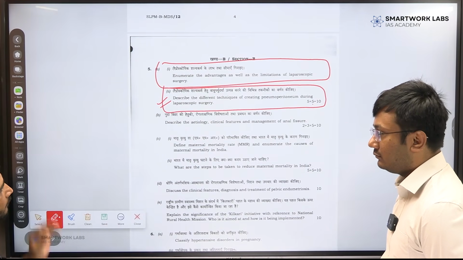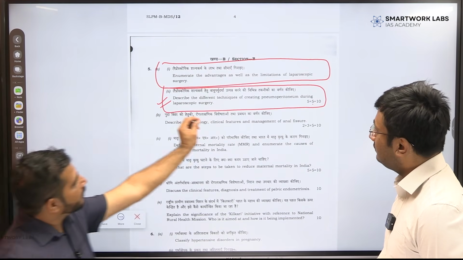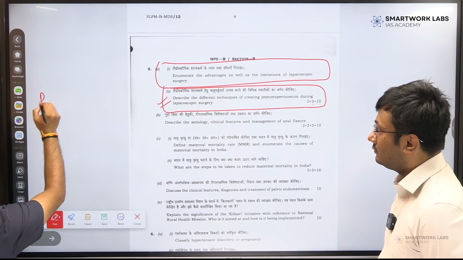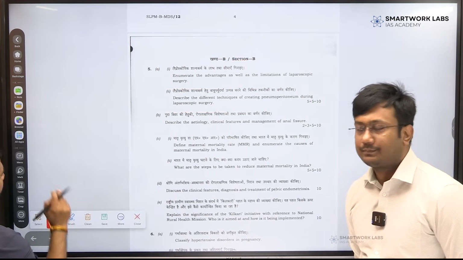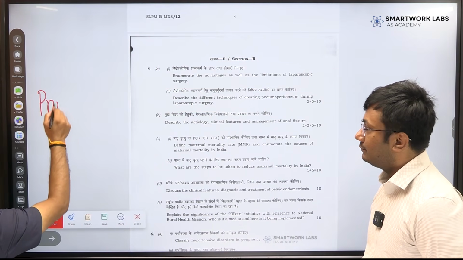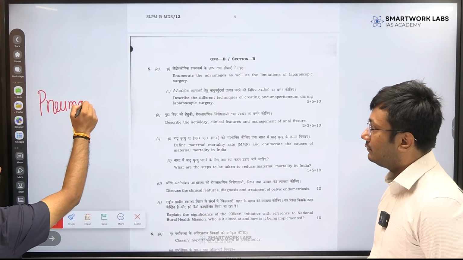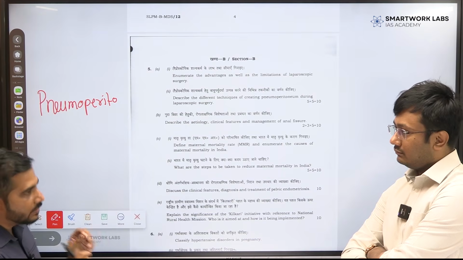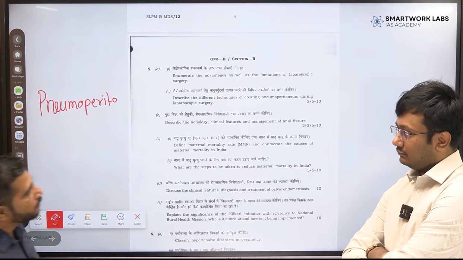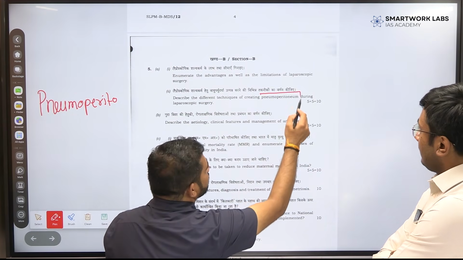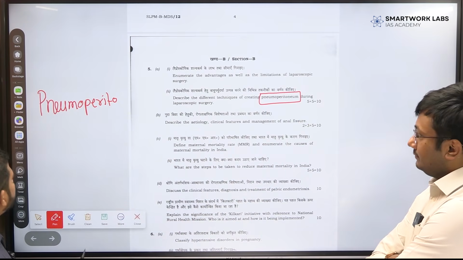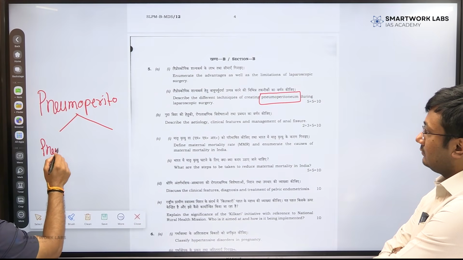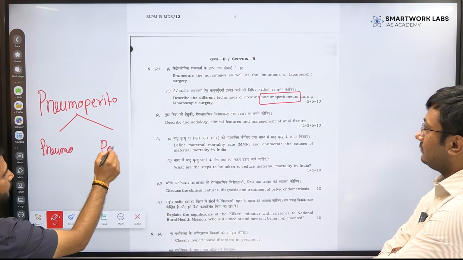When people say describe the different techniques of creating pneumoperitoneum, the first thing is always the definition. What is pneumoperitoneum? Always go with the keyword. This is the demand of UPSC. I think you people notice or not, but one important thing: we are giving general studies, so they always know whether you have general knowledge or not. And one thing is pneumoperitoneum. As a medical student, I will break it into two things: one is pneumo and the second is peritoneum.